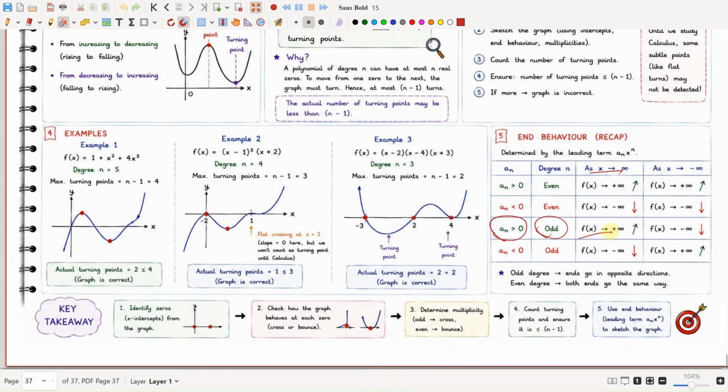So if an is greater than 0 and the degree is odd, then as x tends to infinity, f of x will tend to plus infinity. As x tends to minus infinity, f of x will tend to minus infinity. Okay. And if an is less than 0 and the degree is odd, then f of x will tend to minus infinity as x tends to infinity, and f of x will tend to plus infinity if x tends to minus infinity. So odd degree means the ends go in opposite directions. Even degree means the ends go the same way. This is what you have to understand about the end behavior according to a_n x to the power n, the highly dominating leading term of a polynomial.